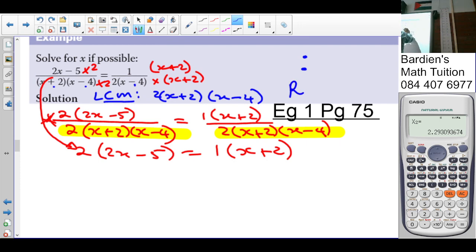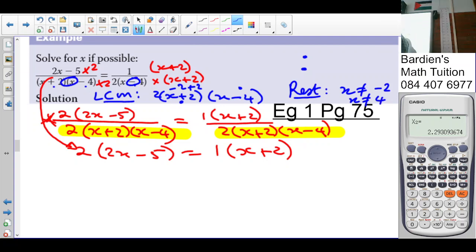Is there something else here that I had to say as well? The restriction. Now the restriction is the values for which x can never be equal to. Why? Because if this denominator comes to be an answer of 0, then the sum will be undefined. Or if there's a 0 here, the sum will also be undefined. So that is coming from the LCM. We know that x can never be equal to negative 2. Why? Because negative 2 plus 2 is 0. Can you see that, people? As well as x can never be equal to, for this one here, 4.